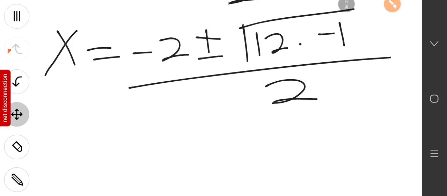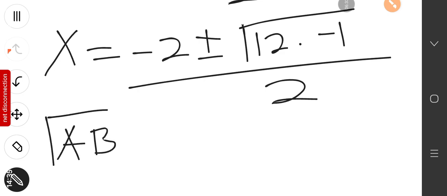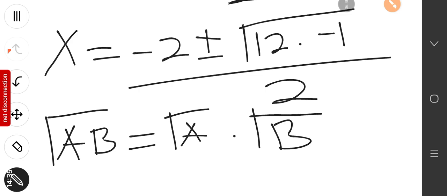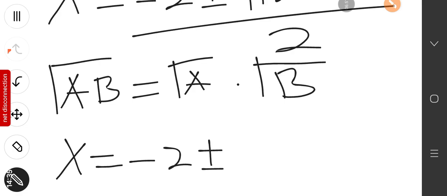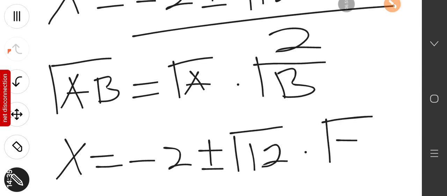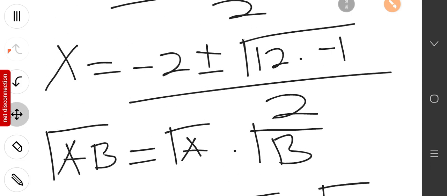Now here you're going to apply a law. This law is known as the product rule for square roots. If you have the square root of a times b, this is the same as the square root of a multiplying the square root of b. So we're going to apply this to the square root of 12 multiplying the square root of minus 1. So x equals minus 2 plus or minus the square root of 12 times the square root of minus 1.